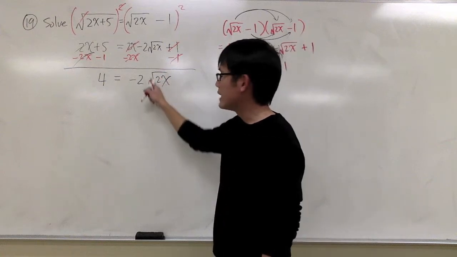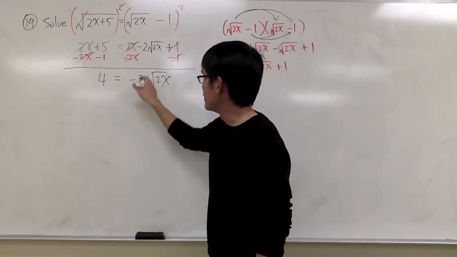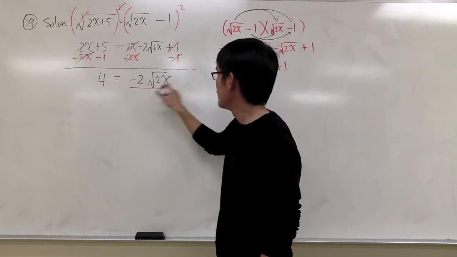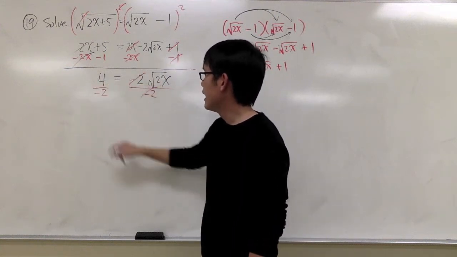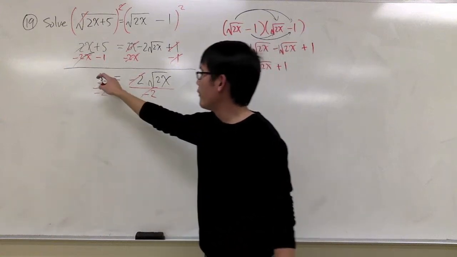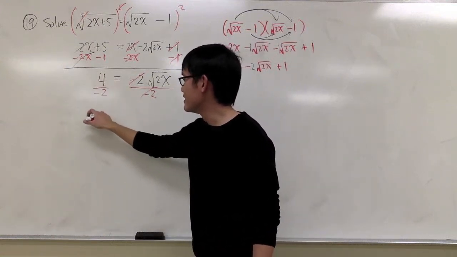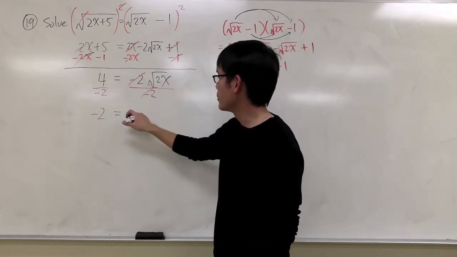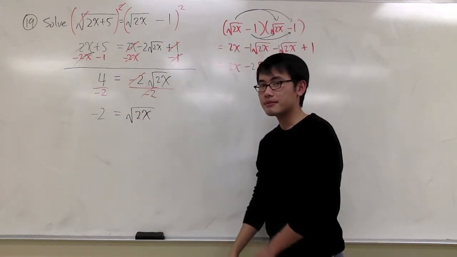And I want to isolate this, right? I want to isolate the square root. And let's see, I have a negative 2 in front of the square root. So let me divide by negative 2 on both sides. And this happens to be a nice whole number: 4 over negative 2 is negative 2. And that is equal to the square root of 2x, like that.